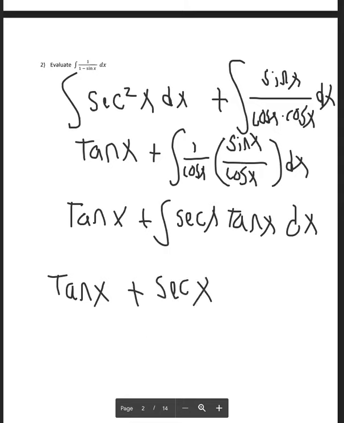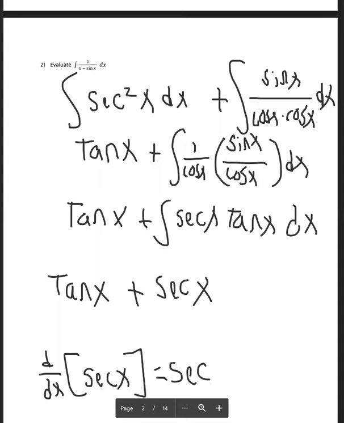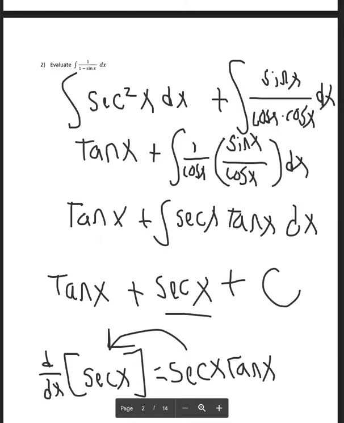This goes back to the derivatives we knew from before. The reason this works is because the derivative of secant of x is secant tangent, and obviously when you integrate, you go back. So that's secant of x, and when you add plus c, that's your answer.